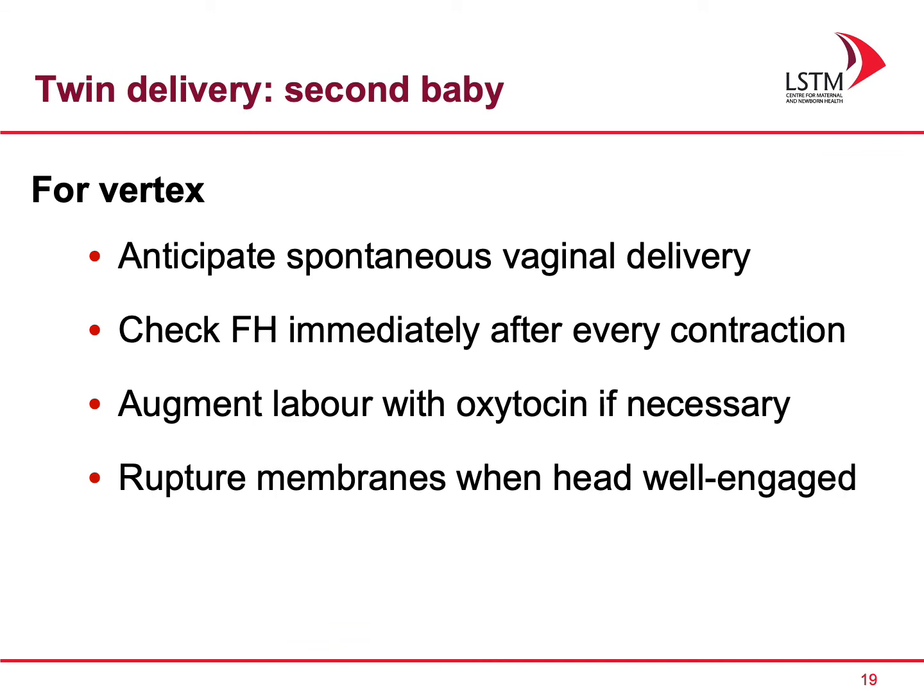If we have a vertex presentation for the second baby, we anticipate spontaneous vaginal delivery. The second baby always comes out well because it's a small baby, and the first twin, if it's larger than the second twin, the space or the outlets has already been created well, so the second twin tends to come out fast. But it's not always the case. Sometimes the second baby is even slower and needs a lot of manipulation and maneuvers to deliver.